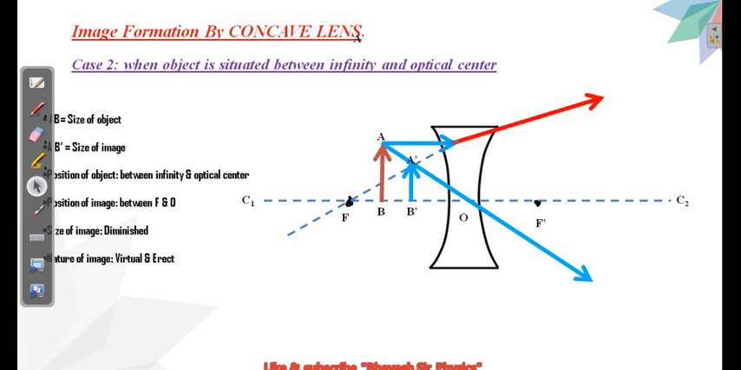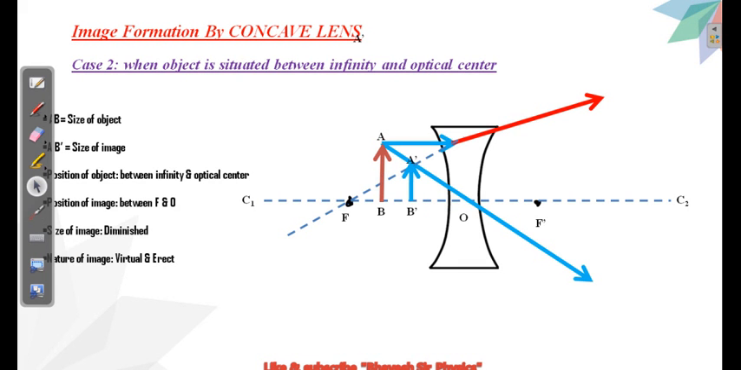So these are the points: AB is the size of object, A dash B dash is the size of image. Position of object कहाँ थी अपनी, between infinity and optical center. ठीक है, position of image क्या है, between F and O. Okay, this is F and O. Image will form between F and O. Okay, size of image कैसे दिख रहा है आपको, object के size से image का size छोटा है. ठीक है, इस वजह से इसको बोलेंगे diminished. और nature of image कैसा है, virtual and erect. Okay, so these are the two cases for the concave lens.